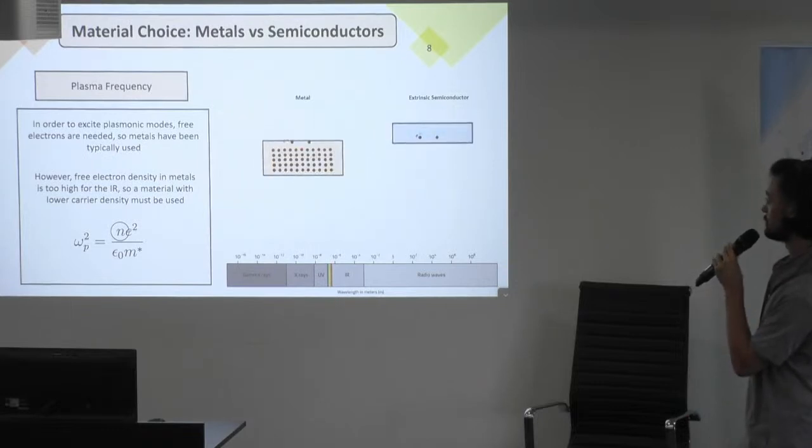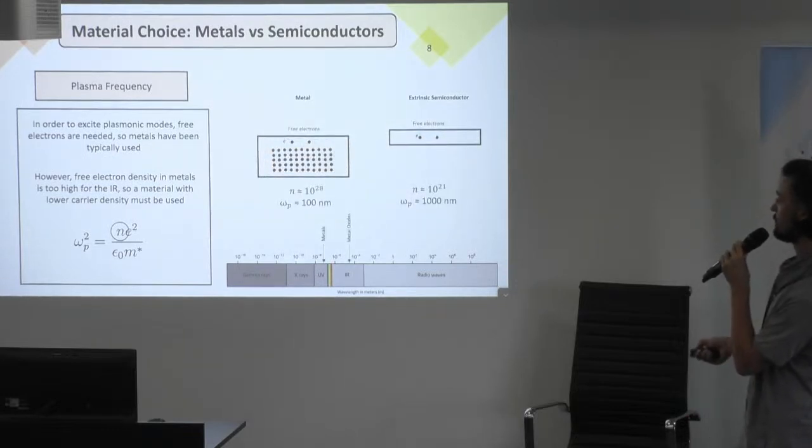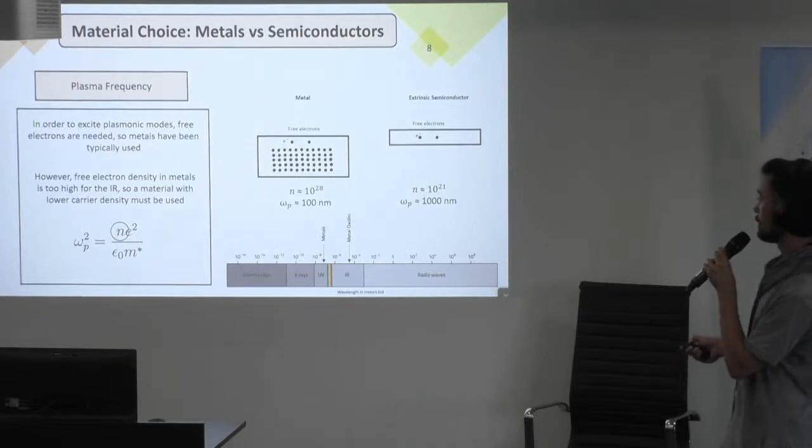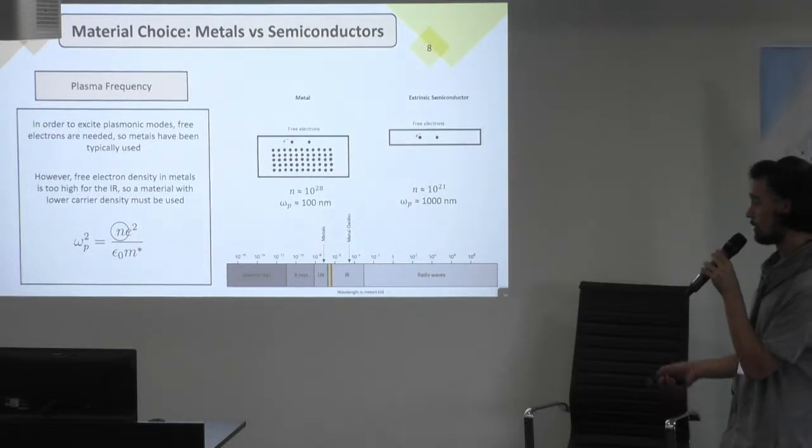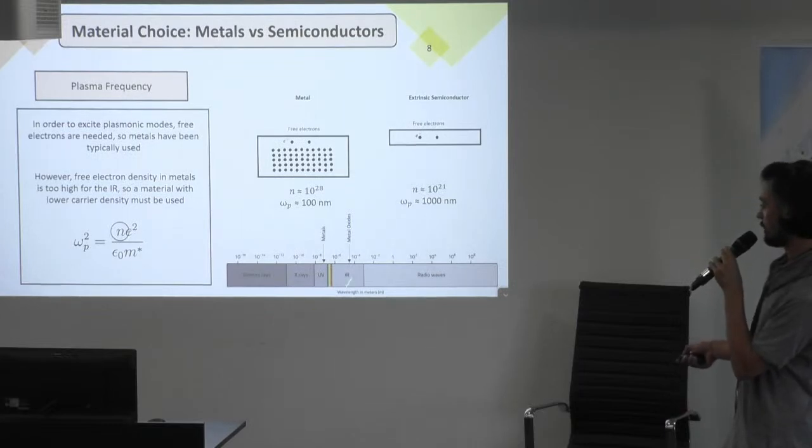So if we count the electrons of these two materials, we will see that in a metal we have something like 10^28, while in the semiconductor we will have 10^21 or something like that. So we go from having the plasma frequency in the ultraviolet to the infrared, which is what we want.